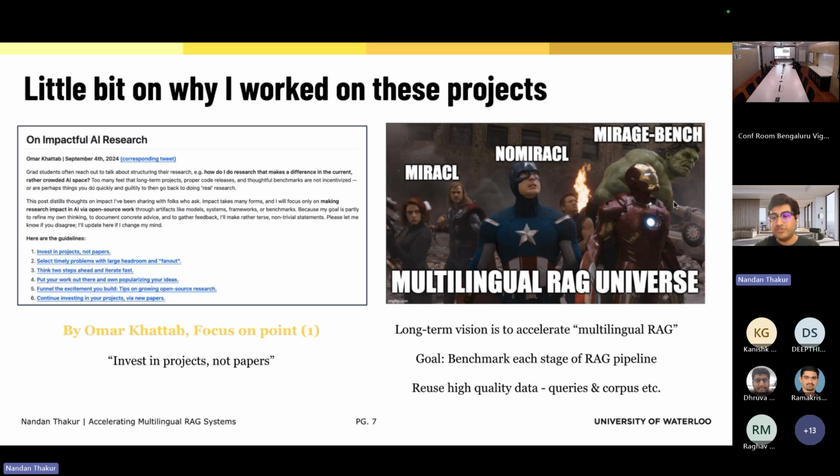Informally, I would have named this talk something like a multilingual RAG universe, where I find all three parts crucial for multilingual RAG. And all three together form the team which is required to accelerate RAG across different languages.